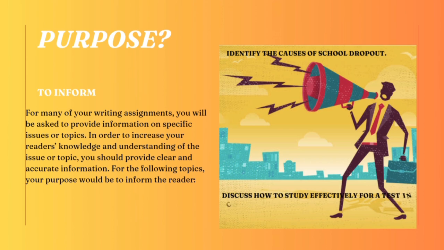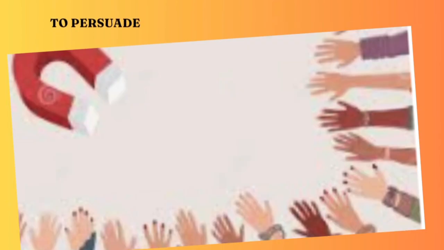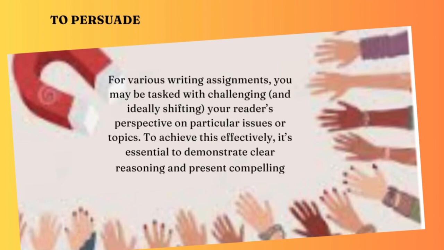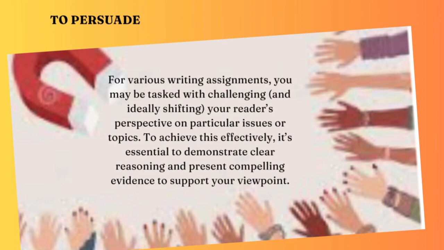However, there are three key purposes. The first one is to inform. Sometimes you will be asked to provide information on specific topics. For example, if you are asked to identify the causes of school dropout, your purpose would be to inform the reader. For other writing assignments, you will be asked to challenge your reader's opinion on specific issues or topics. In order to do this successfully, you will have to show clear thinking and provide good evidence for your position.